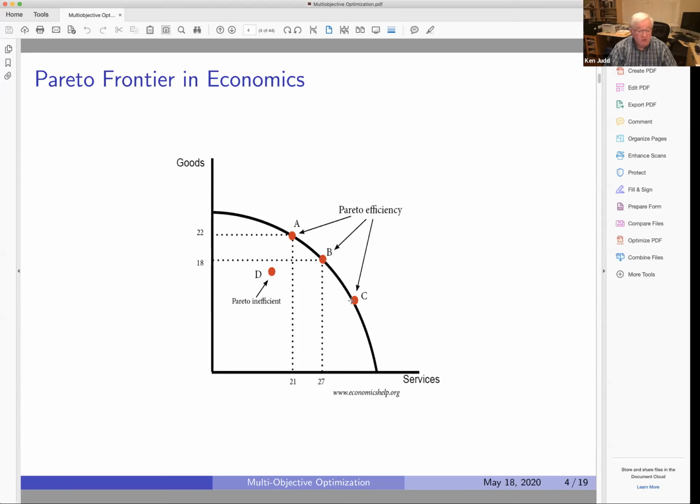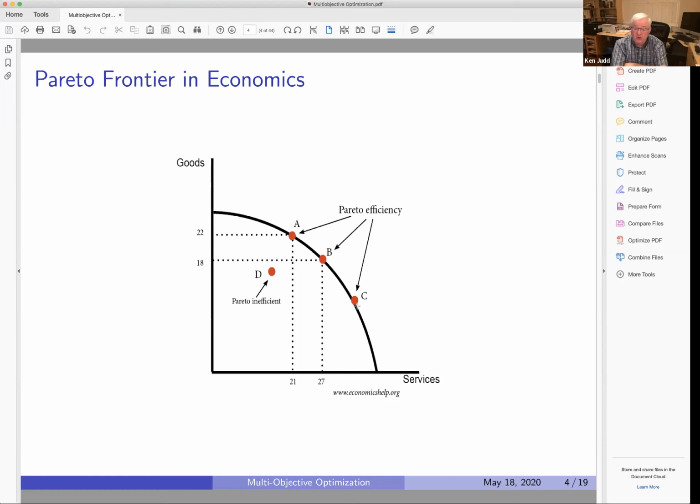Now, you have to remember that domination is a partial order. It's not a complete order. So neither A nor B dominates the other. Neither A nor B dominates C. So we're used to, if you're just maximizing one objective, all you care about is making that objective higher. But here we have multiple objectives. And so the points on the Pareto frontier are the set of undominated points.